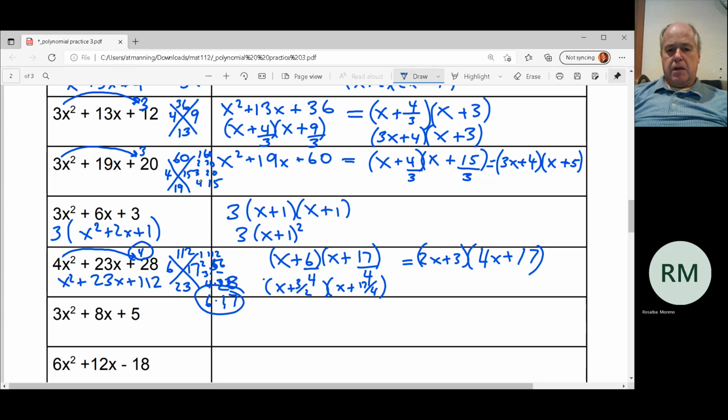Now something isn't right here because 80 plus 32 is 112. When I multiply this out, I get 8x squared plus 12x plus, too many x squareds plus, I messed up somewhere here, 3 halves, 17 over 4.